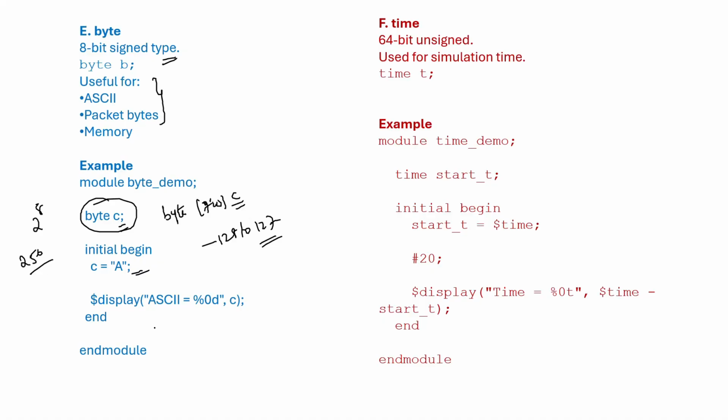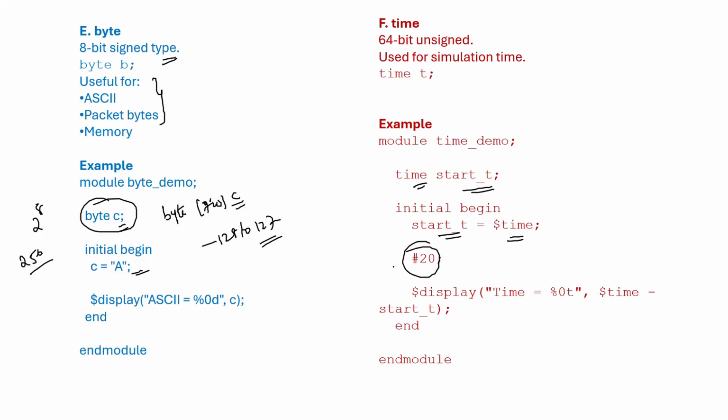And then time. Time is an unsigned data type. Where are we using the time? I want the current simulation time. What is the current simulation time I need to represent? For that, we go for the time, $time. See, start_t equal to $time I'm representing here. Time is a data type, and my variable is start_t, so that will be stored here.